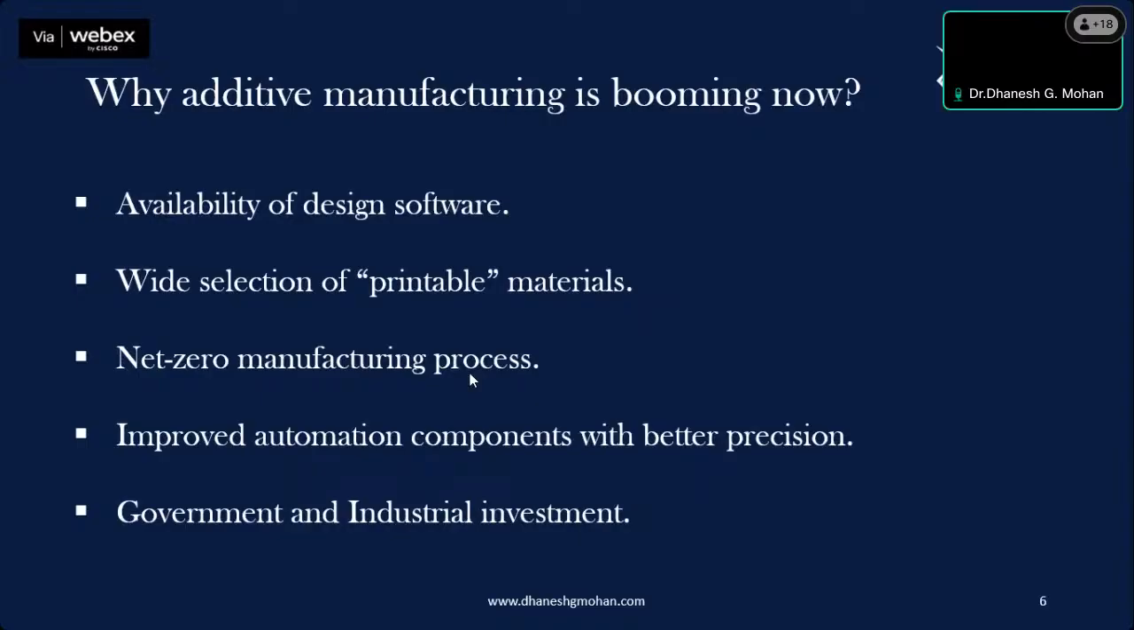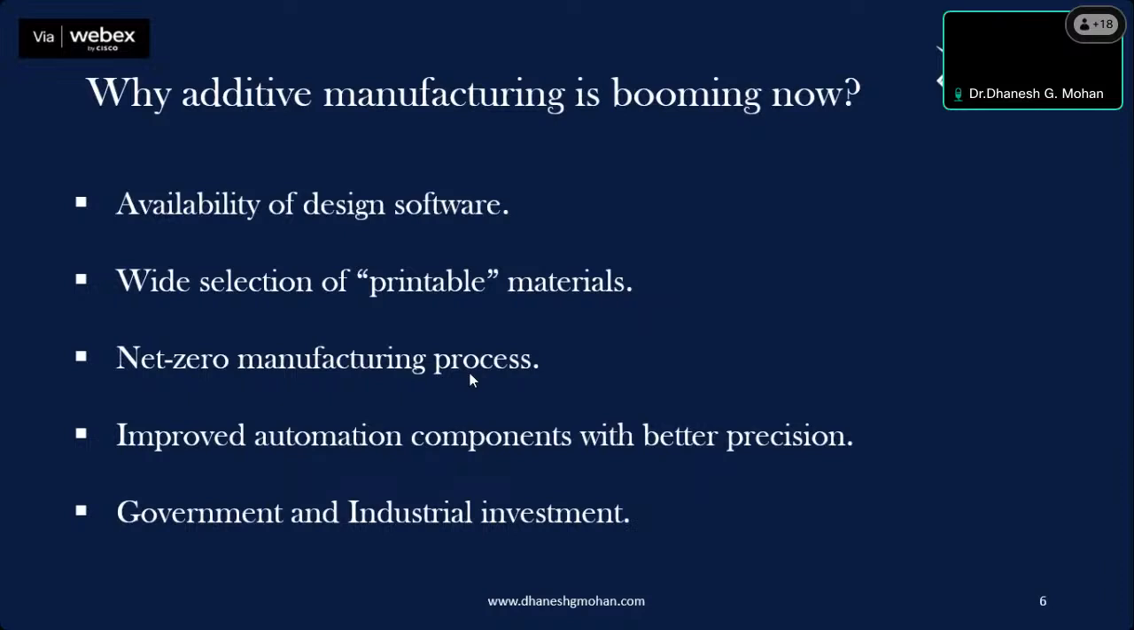Firstly, the availability of design software. Modern CAD and simulation packages allow engineers to create highly complex geometries and validate them digitally before manufacturing. That's really good, though for conventional manufacturing it is not possible. Parametric modeling, topology optimization, and generative design have removed previous bottlenecks. The second one is the wide selection of printable materials.